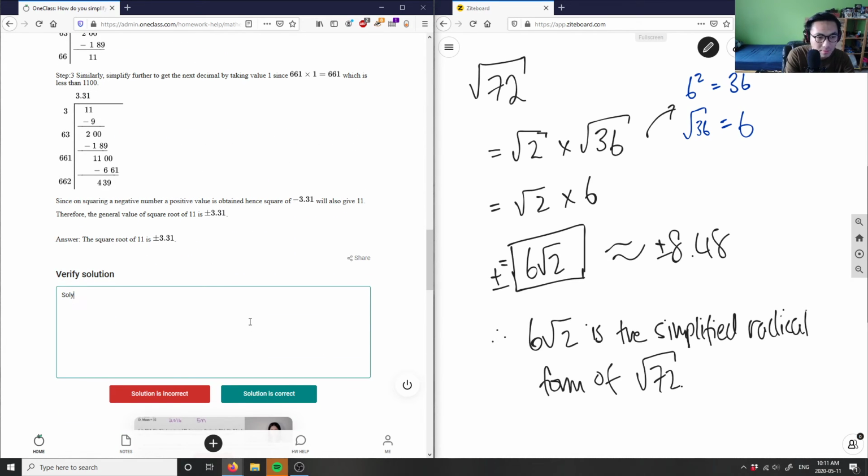So the solution is correct. And then I'll say if placed in simplified radical form, the solution is 6 square root 2. And then I'll just show my work here. This would equal square root 2 times square root 36, which equals 6 square root 2. Okay, so your solution is indeed correct here.